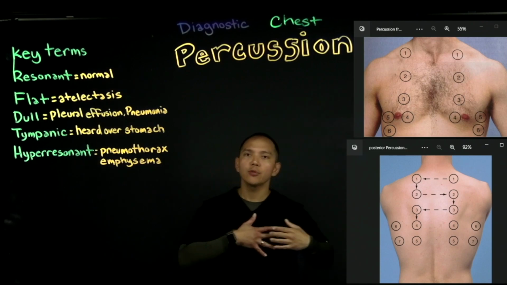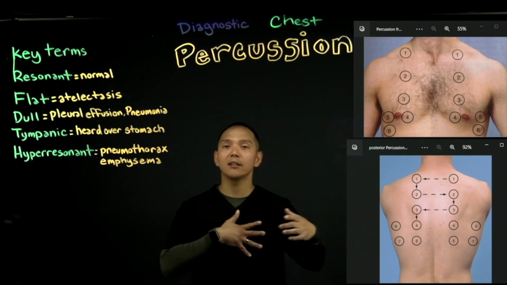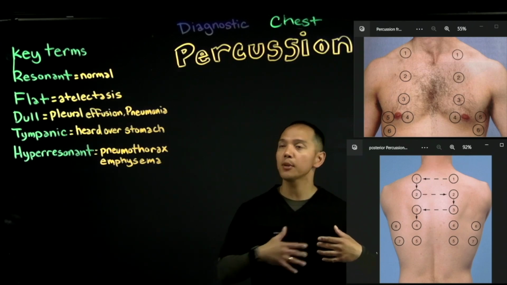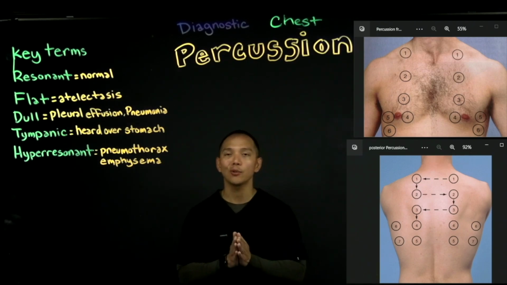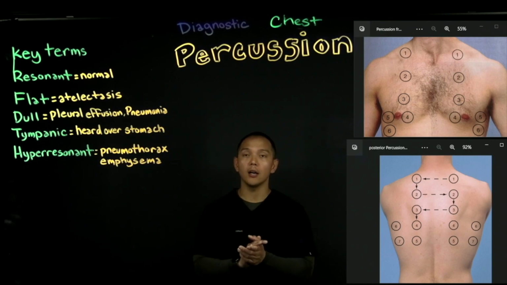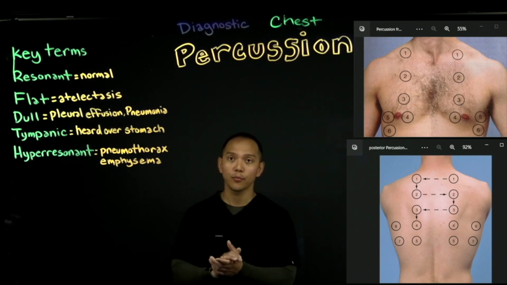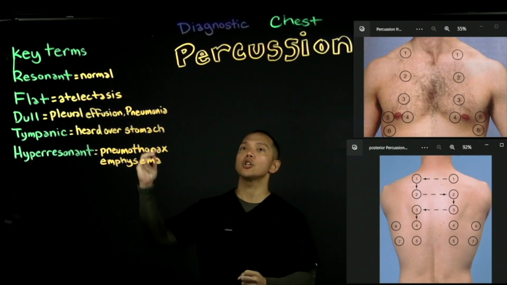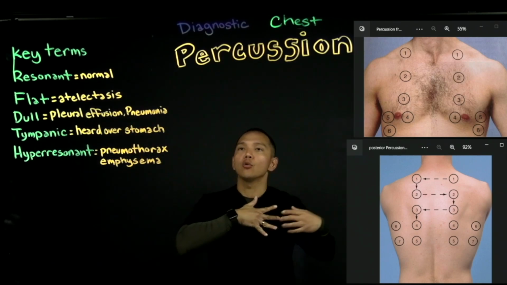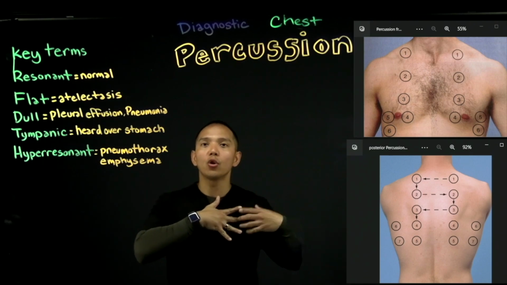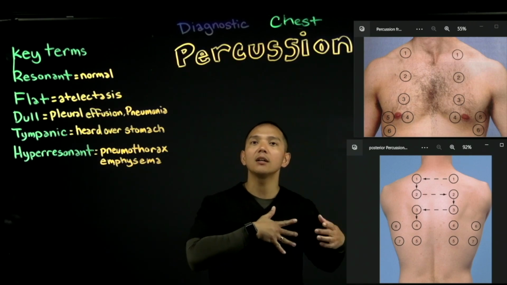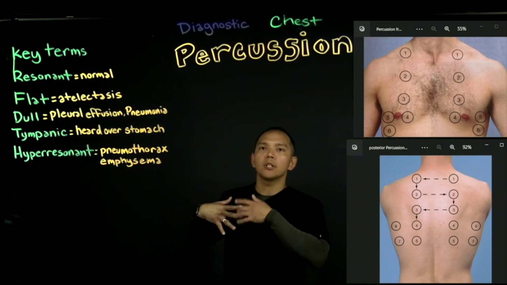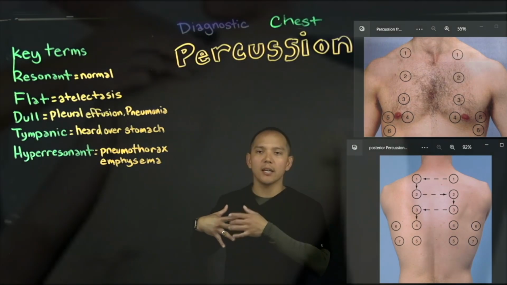As we percuss, we will hear different types of vibration, different types of sounds. I'm going to refer to these key terms, which are very important, not only for your practice but also for your board examination. Here we have the term resonant. Resonant is normal air-filled lungs. This is going to be normal, typically giving a kind of hollow sound.